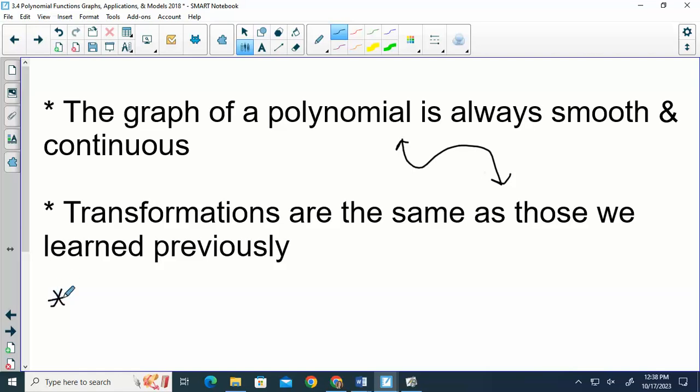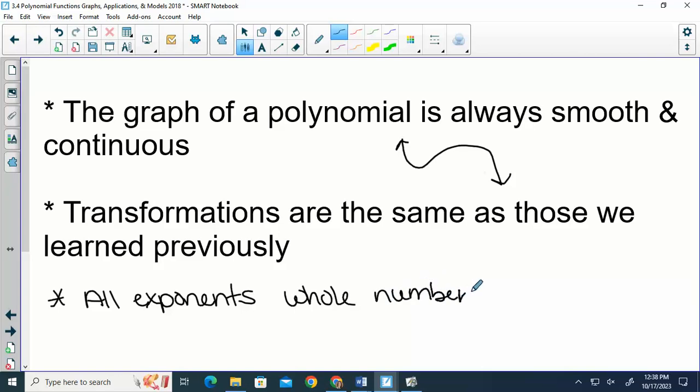The other thing, when you're looking at the equation, all the exponents will be whole numbers. So like 0, 1, 2, so forth. You won't see any negative or fraction exponents. That means that you can't have a variable in the denominator of a fraction because that's equivalent to having a negative exponent.